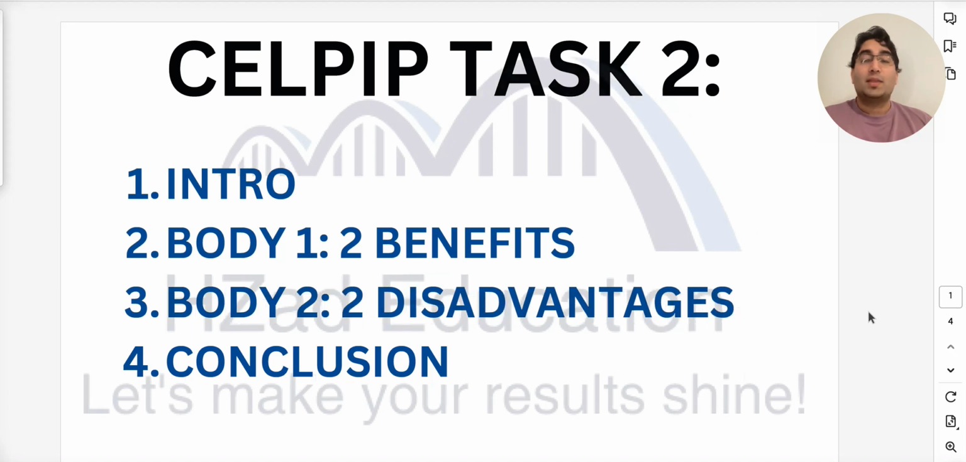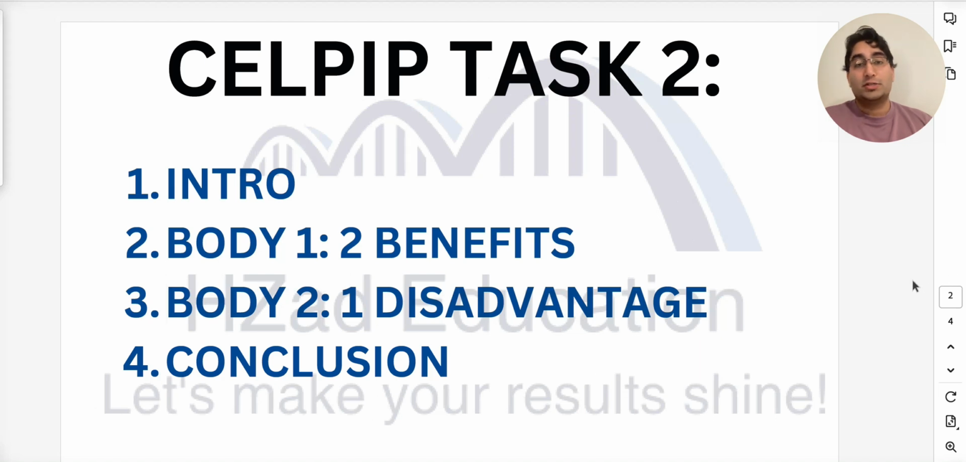If you can, again, this is the best one: 2 benefits, 2 disadvantages. But if you cannot, if you're struggling with the words, 1 disadvantage in body 2 for the other side that is not selected is okay. Of course, that makes sense because you have your opinion that you need to support more, so you would speak positively about that more and speak negatively about the other side less. You can use this structure as well if you struggle with words and time.